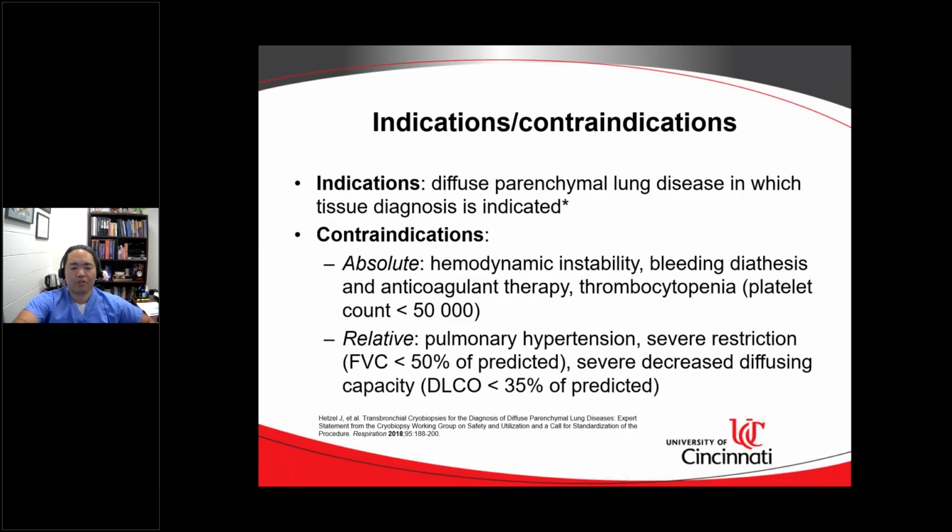So we'll switch gears a little bit here, and this is from the 2018 Respiration expert statement. Indications for cryobiopsy: diffuse parenchymal lung disease in which tissue diagnosis is indicated, meaning clinical radiological data doesn't give you a sense of what's going on. Contraindications, as for anything related to bronchoscopy: hemodynamic instability, bleeding disorders, anticoagulant therapy, thrombocytopenia, platelet count less than 50,000. Relative contraindications: pulmonary hypertension, severe restriction, severely decreased diffusing capacity, or patients that are really sick, right?